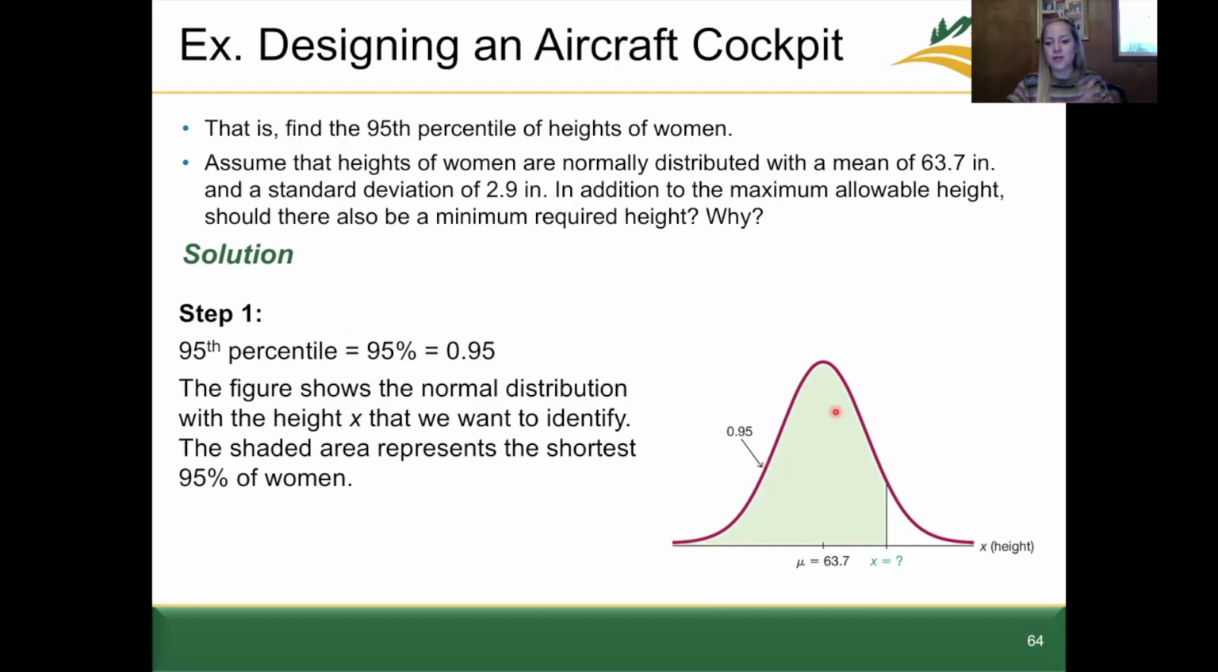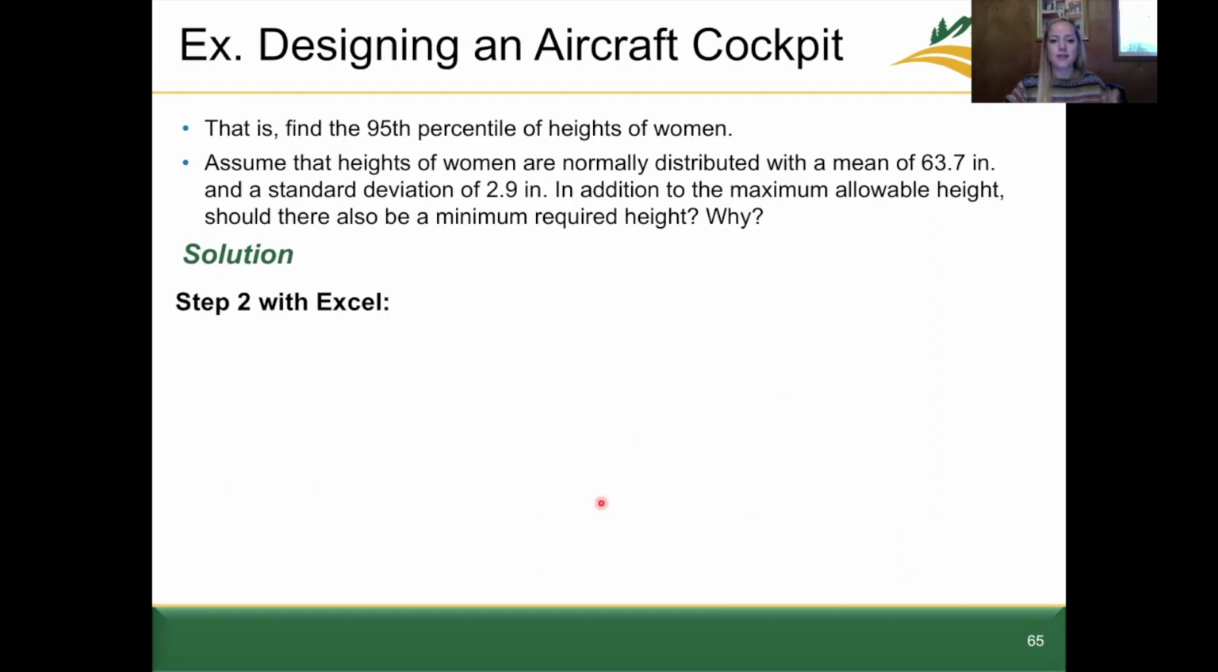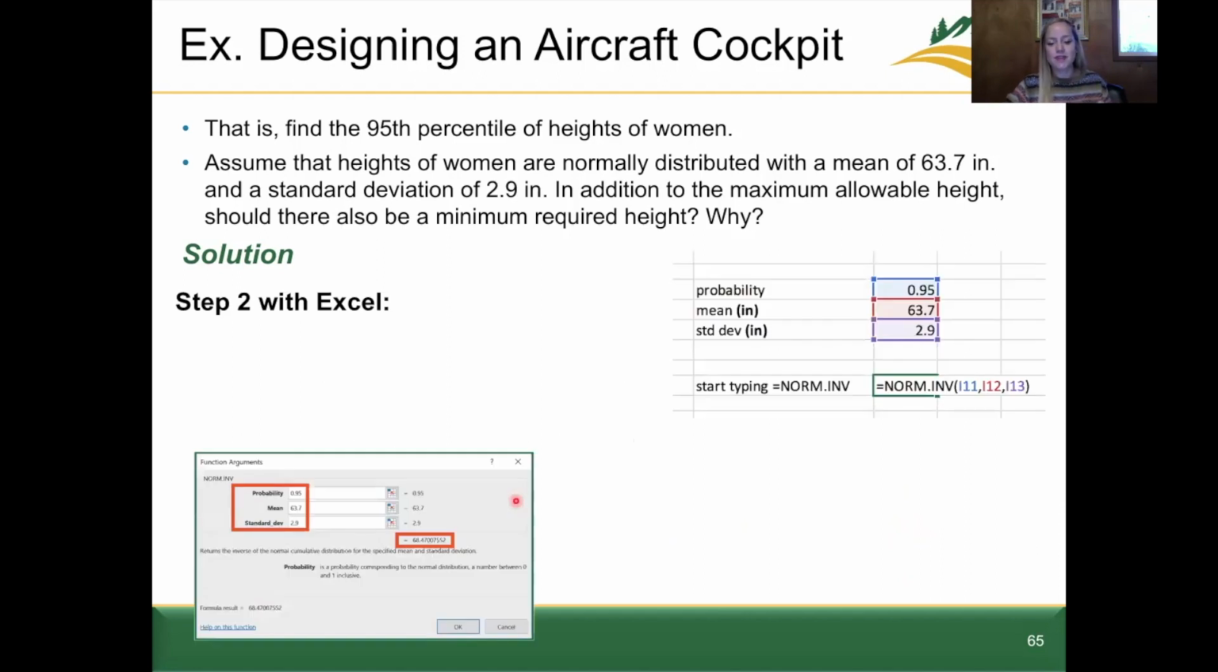So here we drew a normal distribution curve. We shaded in this area to represent 95%, or 0.95, of the total area under the curve. We know our mean value, but we don't know the height that corresponds with the 95th percentile. Step 2 now, let's use Excel first. We can use this normal inverse function, either using the pop-up version of the function or typing numbers directly into cells in Excel. For the normal inverse function, we need a probability value or an area, our mean, and our standard deviation. I included the units here because we want to remember to be consistent with our units.